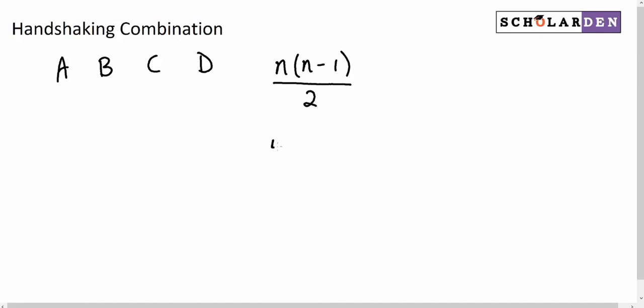So, 4 people: 4 times 3 is 12, divided by 2 is 6. There's how we get our 6. Let's do an example that uses this formula, but in a slightly more complicated situation.